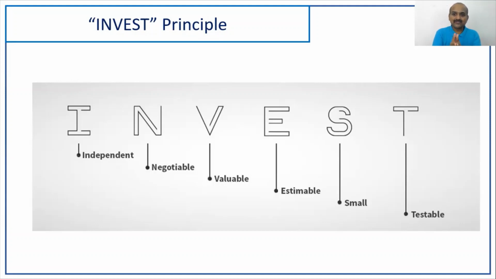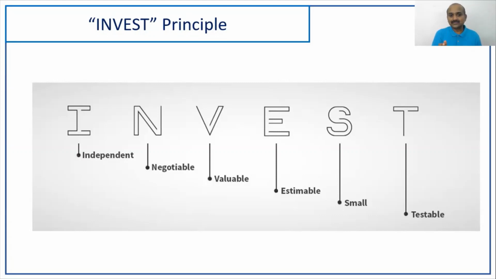So I stands for independent, N stands for negotiable, V stands for valuable, and E stands for estimable, friends, estimable. That means you should be able to estimate it. And S stands for small. Friends, let's have stories that in the plan we can complete in one sprint. In reality, it can slip. But if in the plan itself we plan for 2 sprints, 3 sprints, that is not acceptable. As per the plan, it should be completed within a sprint.